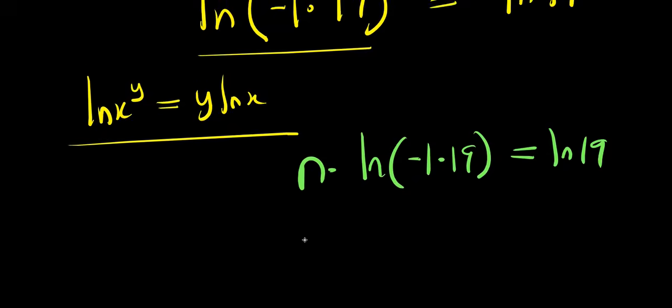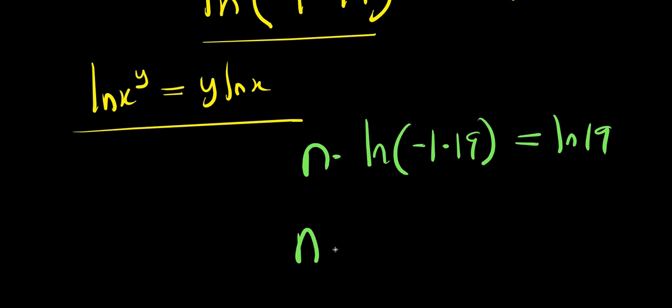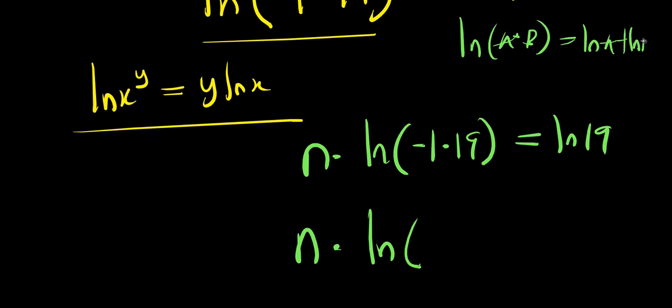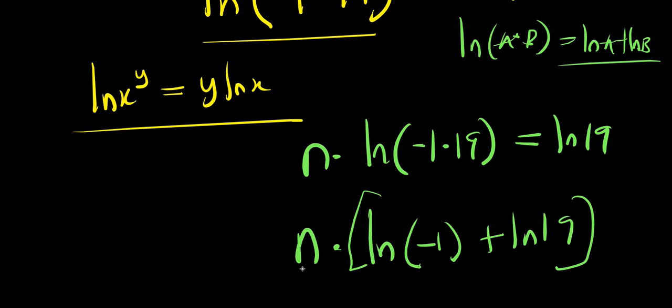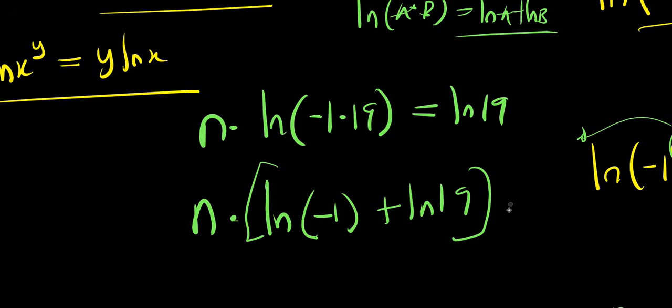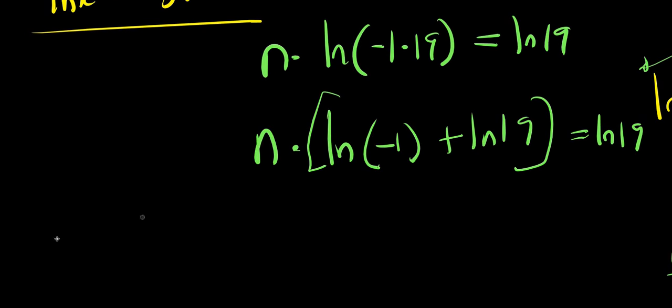So right now, I will have n times this, I'll have natural log of negative 1 times 19. Now, if you have natural log of A times B, this equals natural log of A plus natural log of B, right? So we apply that here. So this would be natural log of negative 1 plus natural log of 19. Remember, we'll multiply everything here. And this equals natural log of 19, right?